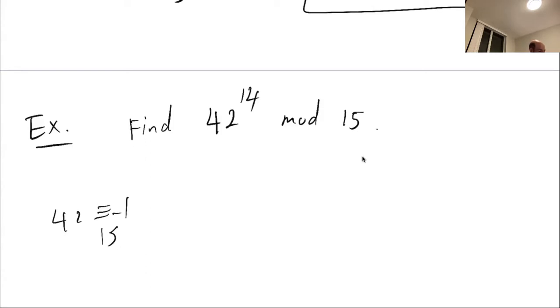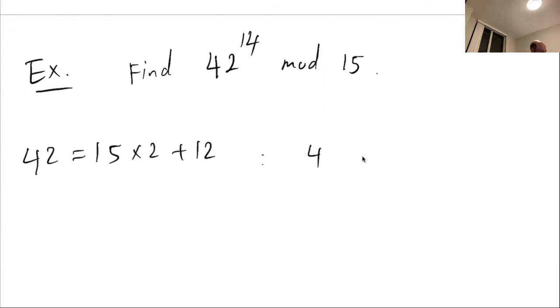So what options do I have? If you divide 42 by 15, I can say 15 times 2 plus 12, right? Remember, each number is always congruent with its remainder. So I can say 42 is congruent to 12 mod 15. And then I have to raise to power 14. But 12 is too big. If we can replace it with something, ideally 1 or -1, but if not possible, at least something smaller.